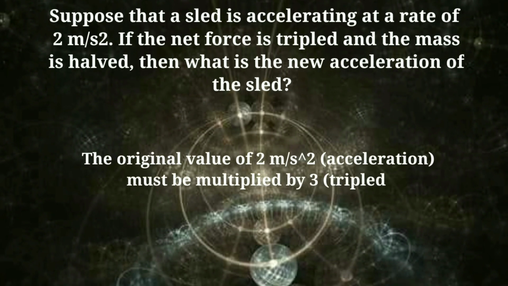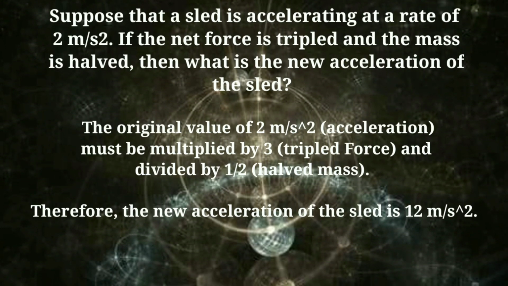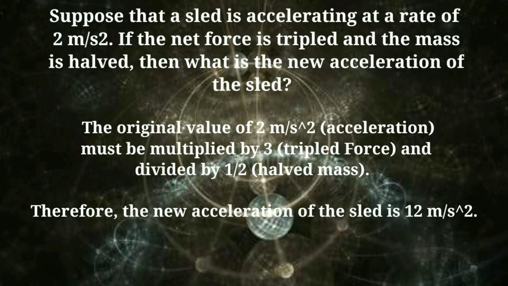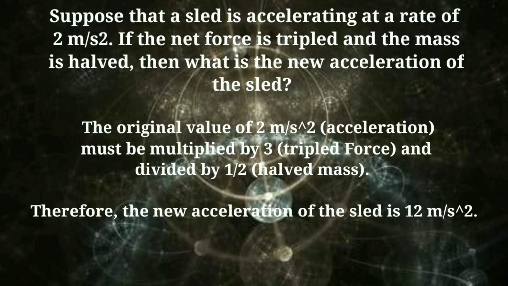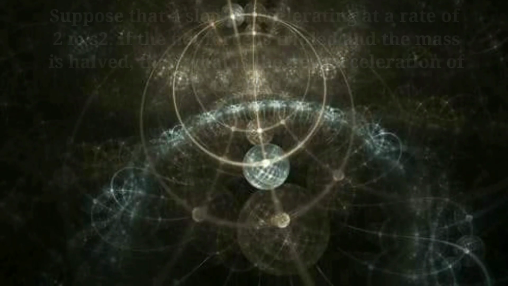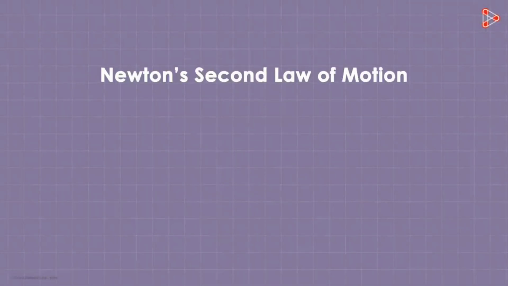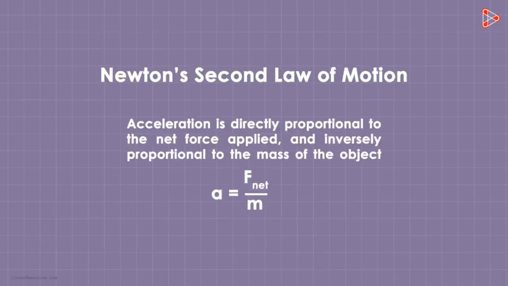The original value of 2 meters per second squared, the acceleration, must be multiplied by 3, the tripled force, and divided by 1 over 2, the halved mass. Therefore, the new acceleration of the sled is 12 meters per second squared. It will be very easy. Mathematically, it can be written like this. In simple terms, the acceleration is directly proportional to the net force applied and inversely proportional to the mass of the object. That's the second law.